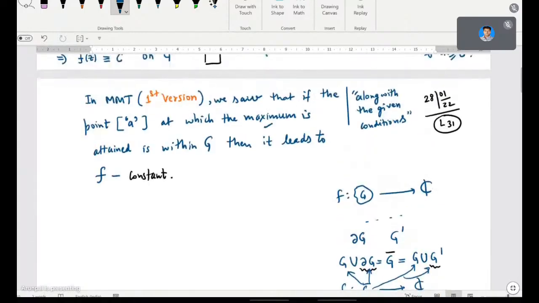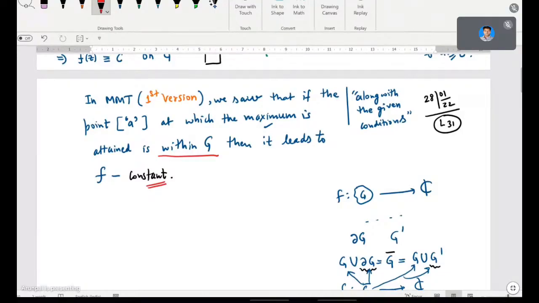So actually the first version says that if that very point at which the function attains its bound is within G, then certainly that will force the function to be constant. But if that point is not within G, then it may not force the function to be constant. I mean, it may happen that the function attains its bound without being constant.